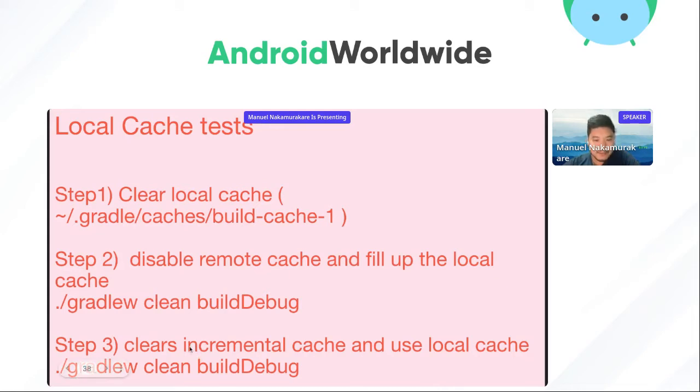And the last step is to clear the incremental cache and use the local cache. So now we are adding the clean, well, we are still using the clean task again, so that we make sure that we are not using the incremental cache. And in this way, we can test if the local cache is being used.